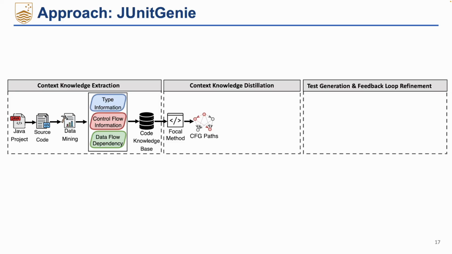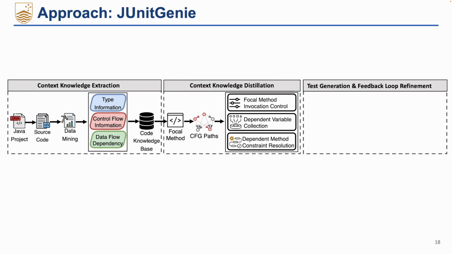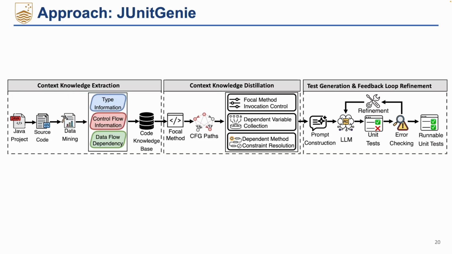Second, for each focal method, JUnitGenie explores its control flow graph. Instead of analyzing the entire graph at once, it traverses each path individually. Then, for each path, it retrieves and deduces only the minimal required context: the focal method invocation strategy, the dependent variables, and dependent method constraints. Finally, the distilled context is composed into a structured prompt and fed to the LLM.